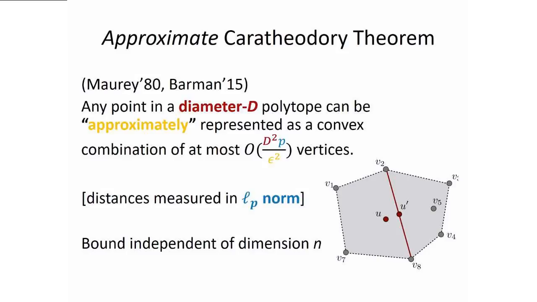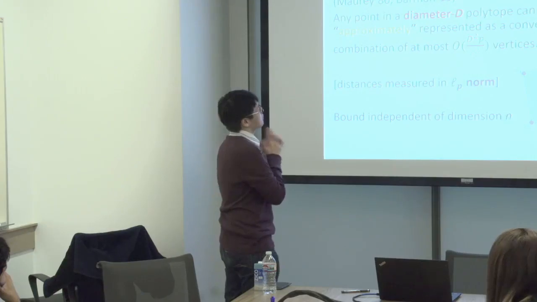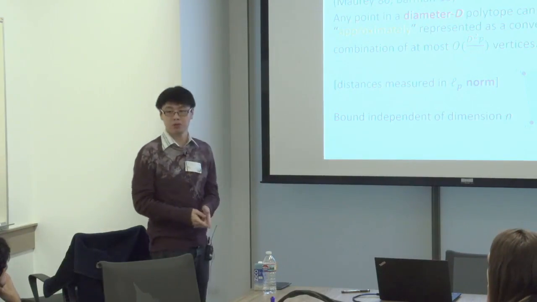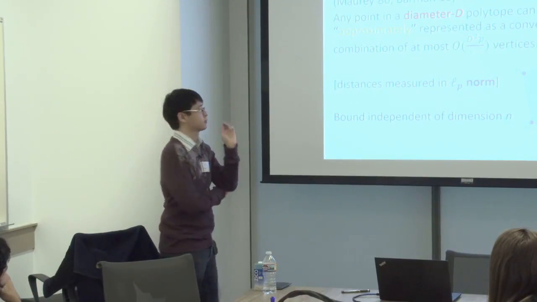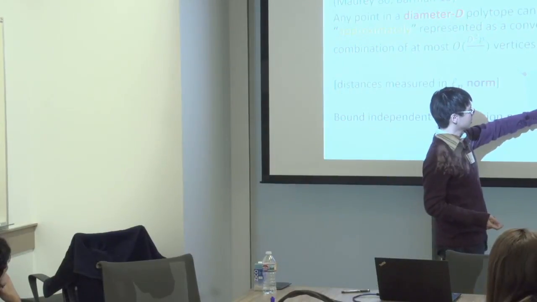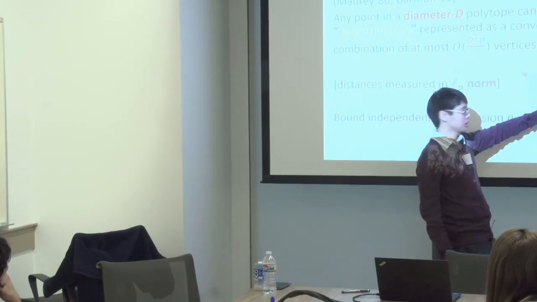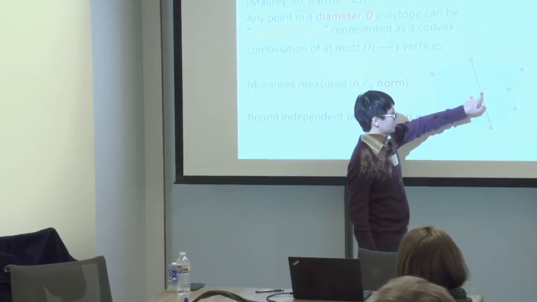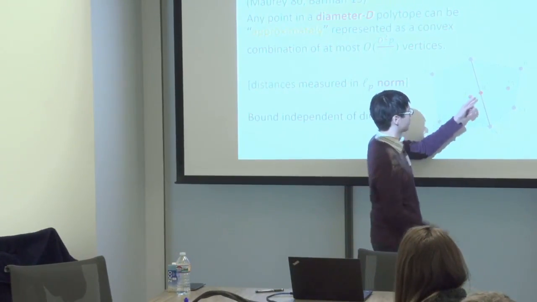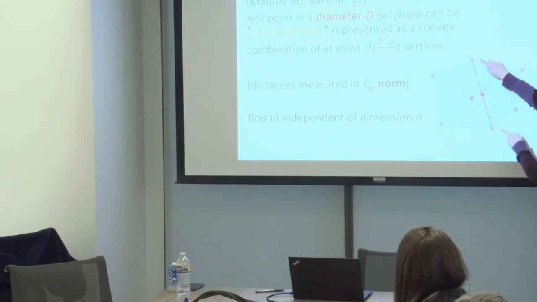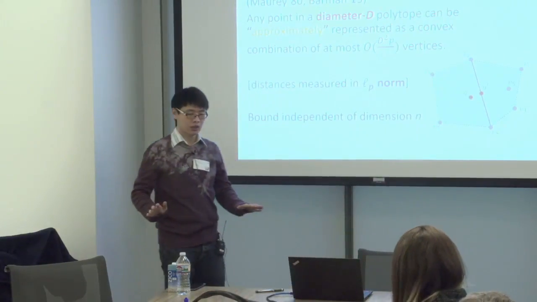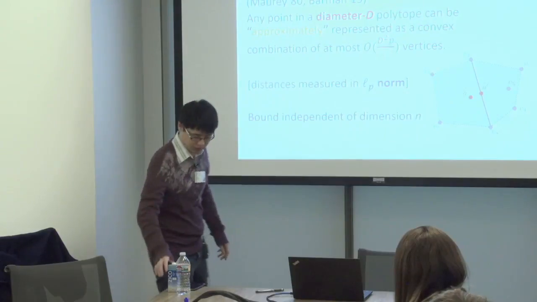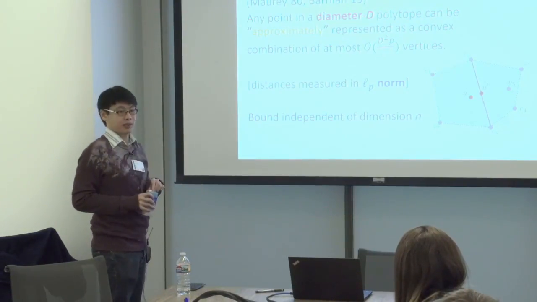We know that it's tight because you can just consider a triangle. But the problem I want to talk about is an approximate version of this result. So what if you just wanted to get this point approximately? In this picture, you have your target U. What if you just want to represent U approximately? If I'm happy with something close to U, I may be able to get away with fewer points, fewer vertices of a polytope in the convex combination representation.